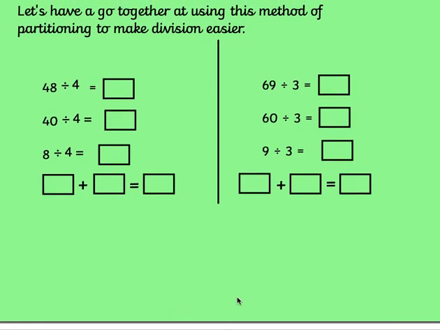Okay, so here's a couple of practice ones before we move on. So again, you can pause the video, and basically they're just showing how you can partition into tens and ones to make the division by a single digit number easier, because you should be able to do a lot of these because they are in your times tables. So 40 divided by 4, how many 4s are there in 40? 4 times what is 40?